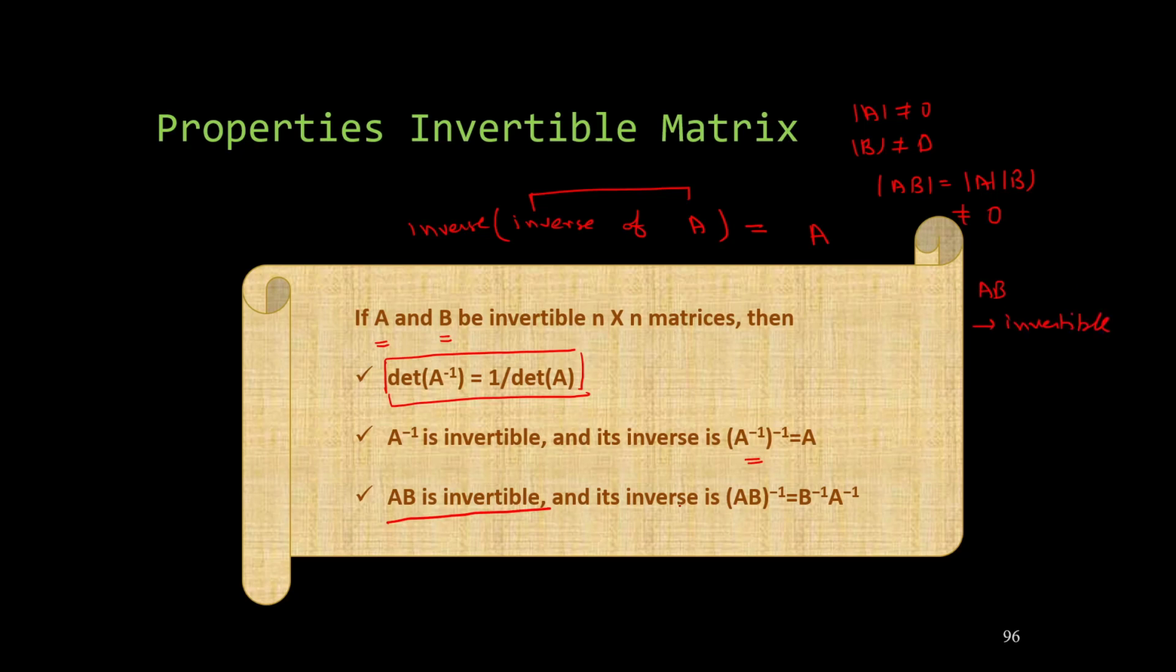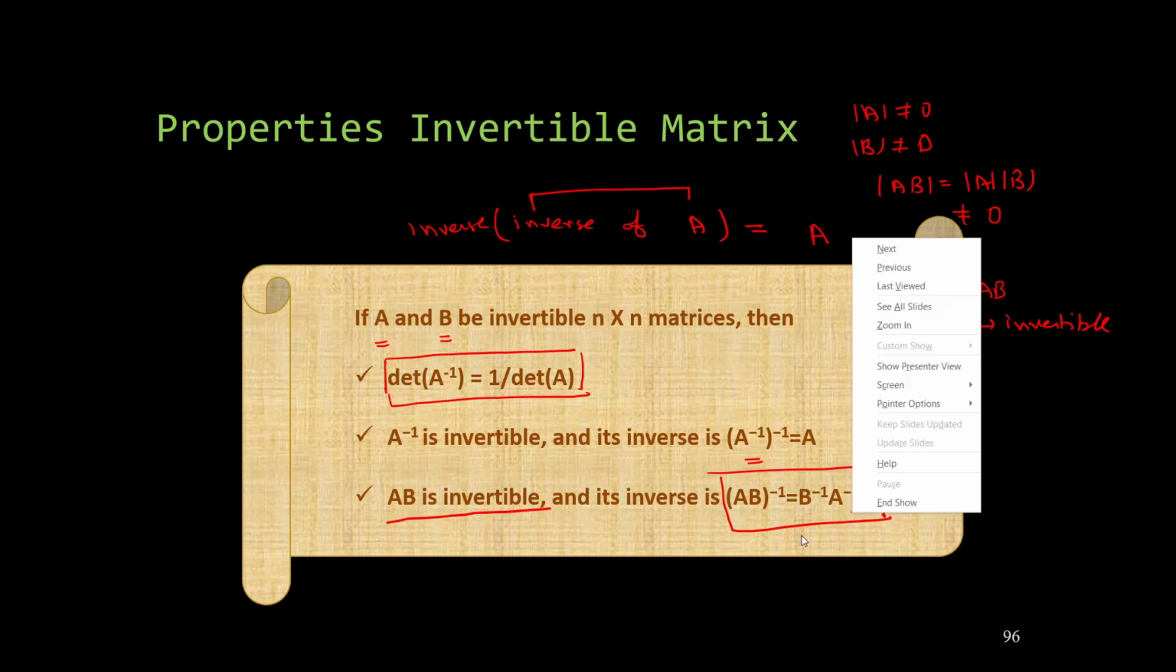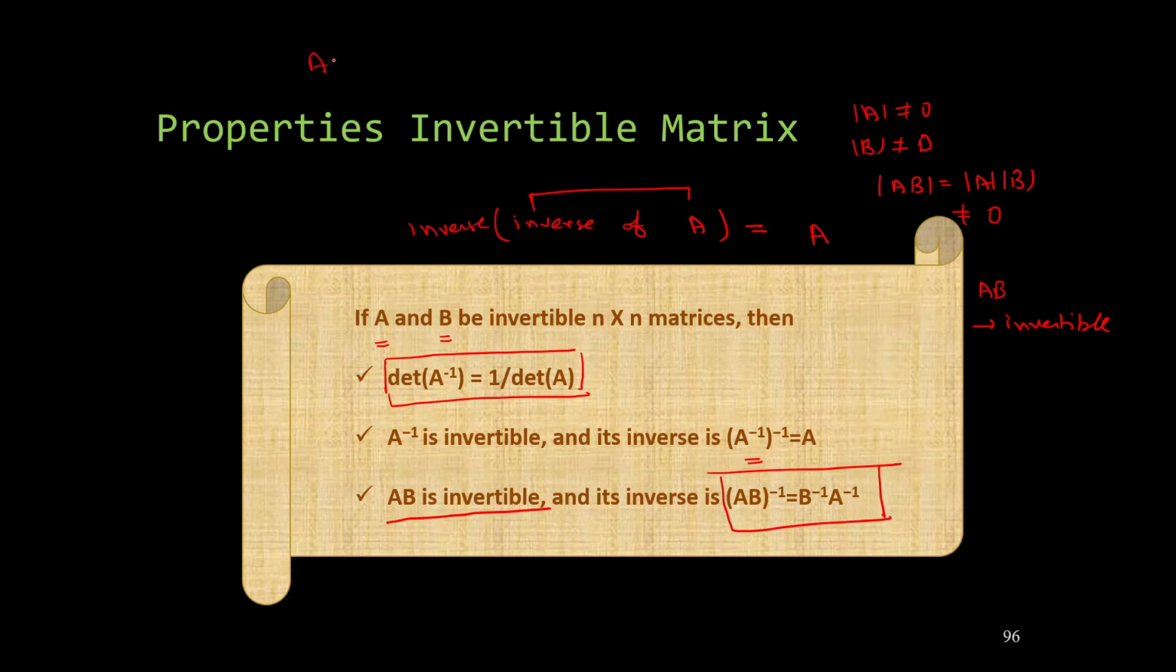So this thing is proved, and its inverse is given by this formula, and you need to notice the order. The inverse of the product AB is the product of their inverses, but in reverse order. So B inverse, A inverse. Because you might be remembering that matrix multiplication is not commutative. So the product AB is not equal to the product BA, or we can say the product A inverse B inverse is not equal to the product B inverse A inverse. So you need to make sure that you use the right order when you are using this particular property, right?